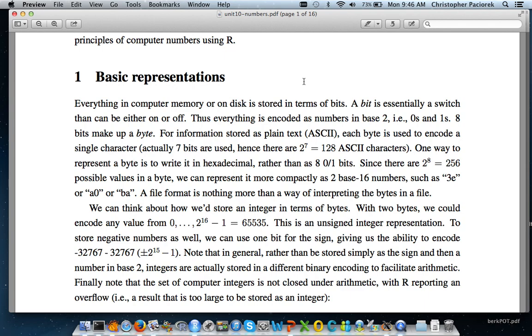So one way to represent a byte is as 2 base 16 numbers. With 8 bits, we can represent 256 unique values, and that is also 16 raised to the power of 2. So we can use 2 base 16 numbers, for example 3e, or a0, or ba. That can represent the same information as a sequence of 8 zeros and ones, but it's easier to remember 3e than 0, 0, 0, 1, 0, 1, 0, etc.